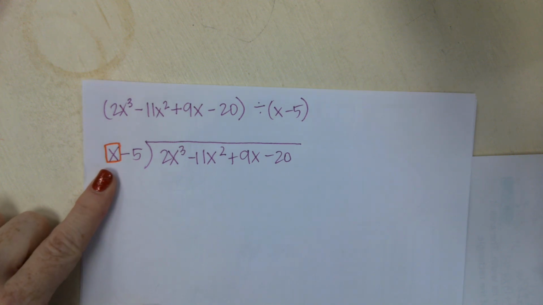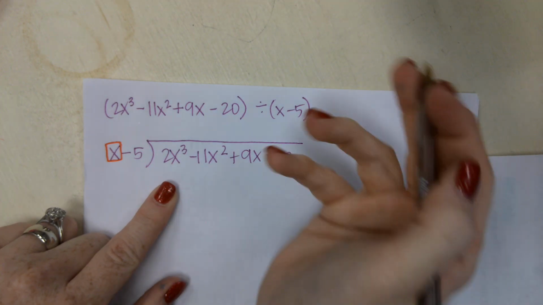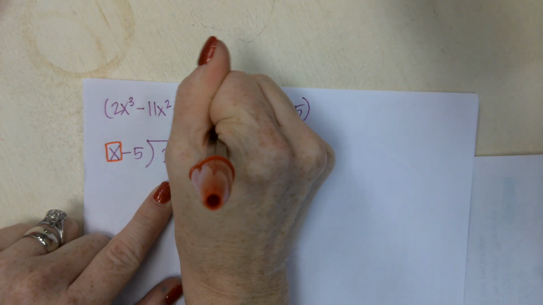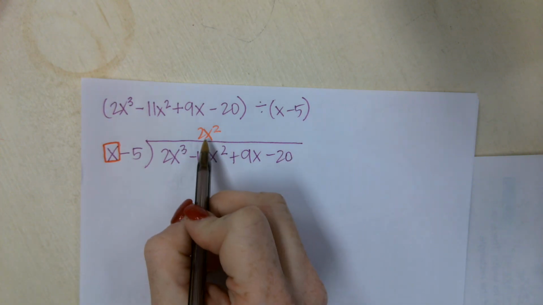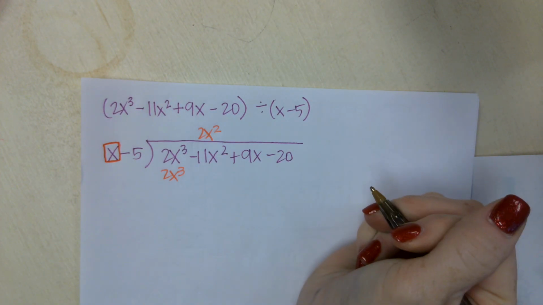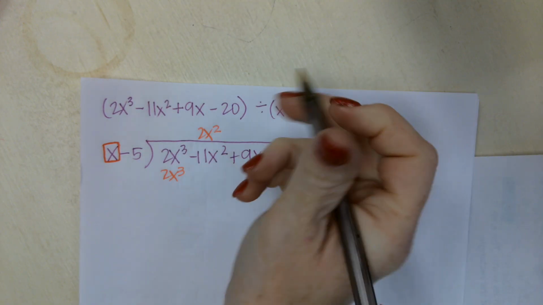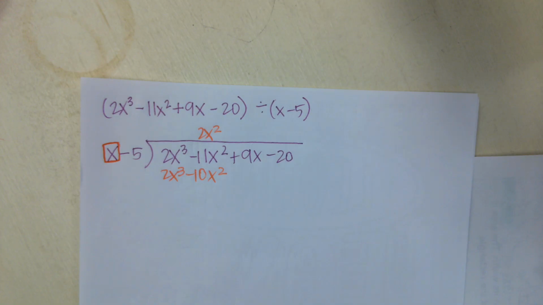What would I multiply by x to give me exactly 2x to the third? 2x squared, okay? 2x to the second power. So we distribute this. 2x squared times x is 2x to the third. And 2x squared times negative 5 is negative 10x squared.